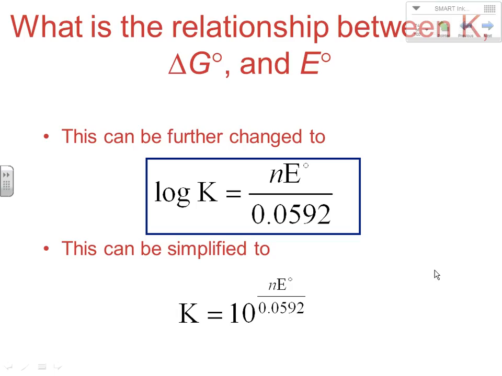So since delta G is related to K from previous work, and delta G is related to E naught from the previous slides, that means there's also a relationship that we can derive between K and E naught. And remember, this box means that this is a relationship that you can find on the AP constant sheet. So a form of that is on our AP constant sheet.